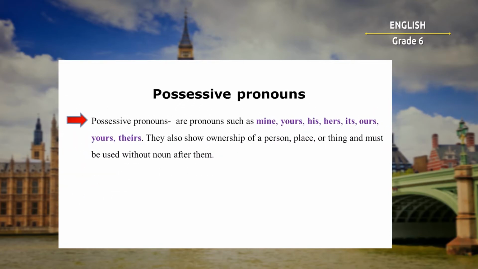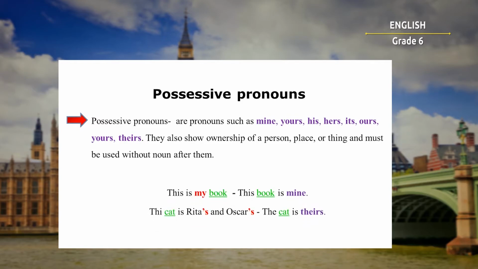Possessive pronouns are pronouns such as mine, yours, his, hers, its, ours, yours, and theirs. They show that something belongs to someone, but we mustn't use a noun after them. For instance, this is my book. We changed to this book is mine. From the given examples, we can see that after possessive adjective my, we used the noun book, but we didn't use it with possessive pronoun mine. However, both of the sentences demonstrate the ownership of the noun.